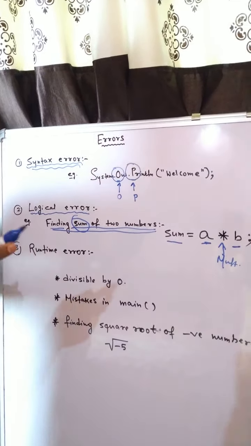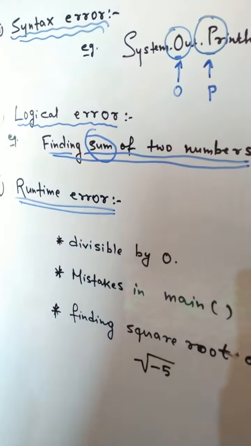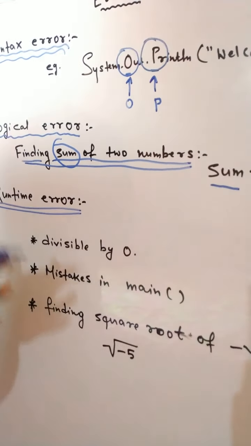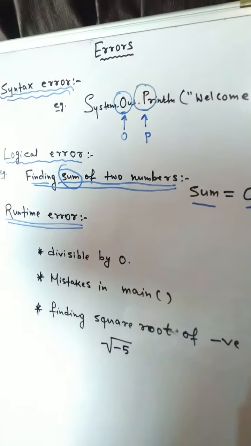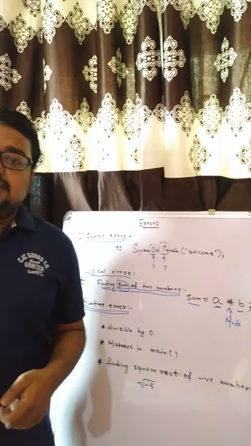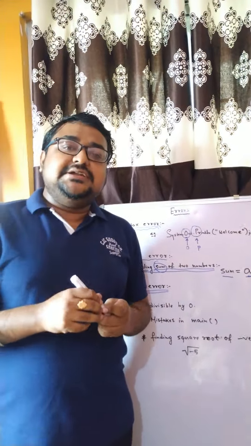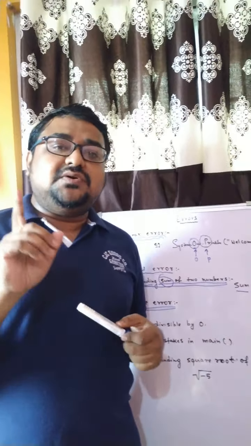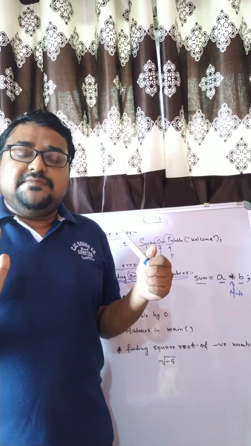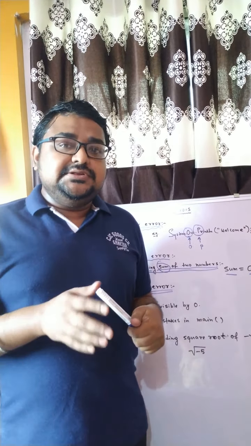Runtime error. There are 2-3 points which you have to see. Before that, I just want to explain the definition. A runtime error is an error which occurs during the execution of the file. It means there will be no error at the time of compilation. When we check, there is no error.